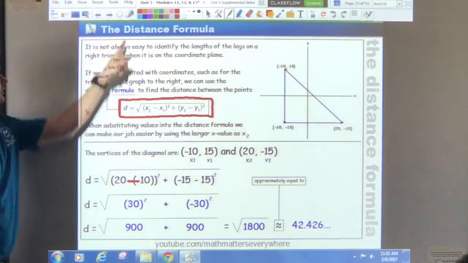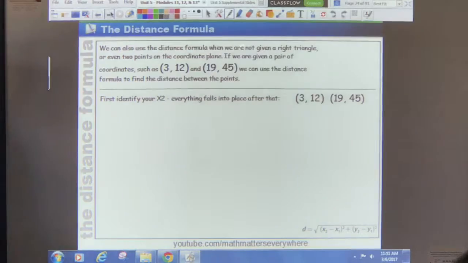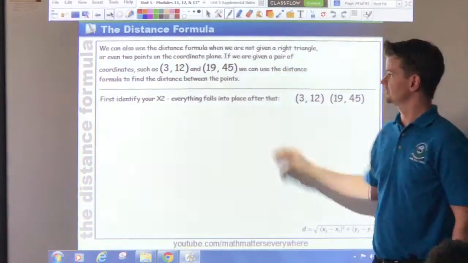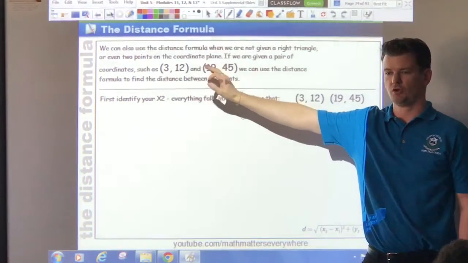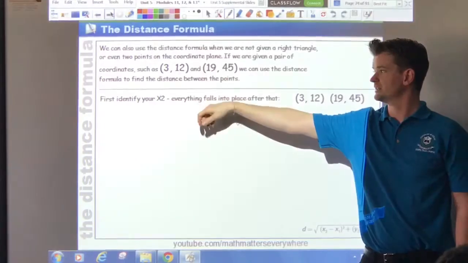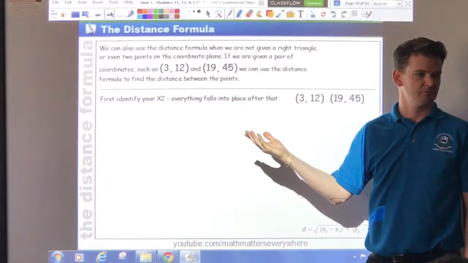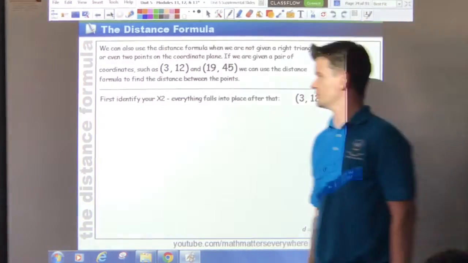Any questions? All right. So, what if we didn't give you any coordinate plane at all, whatsoever? No coordinate plane, no right triangle, just two coordinate pairs. That's all you have. And you're asked to find the distance between this one and this one. What can you use? The distance formula. Same thing you just learned.